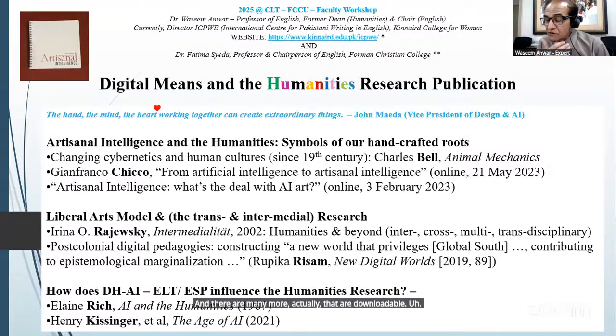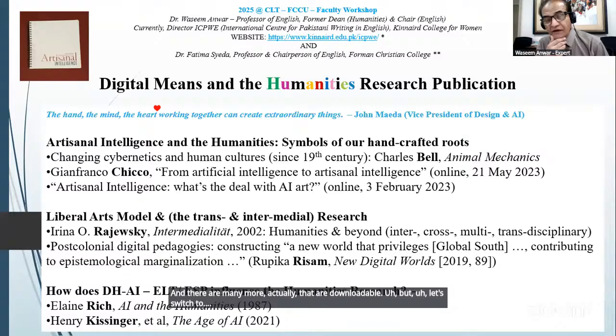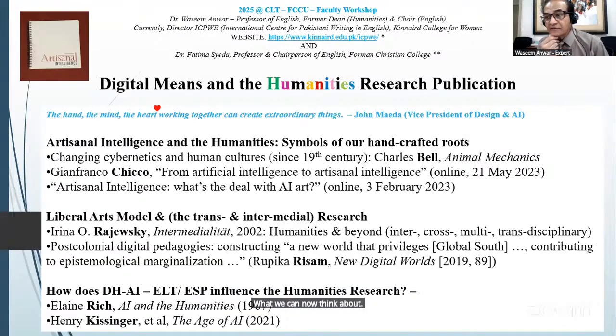But let's switch to what we can now think about: why publish?